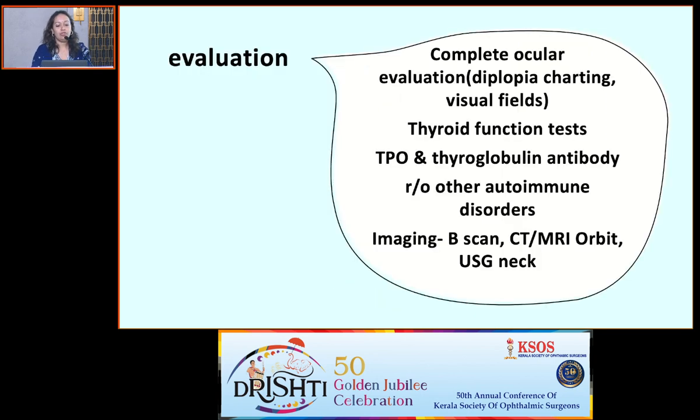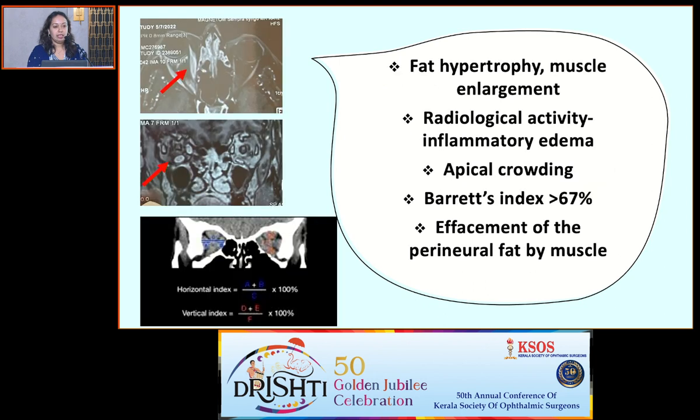So for evaluation, we should do complete ocular evaluation including diplopia charting and visual fields. We should do thyroid function test including TPO and thyroglobulin antibody. We have to rule out other autoimmune disorders like myasthenia gravis. The imaging is also very important. CT is the most common investigation we do.